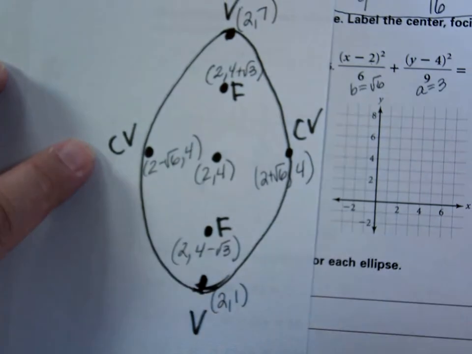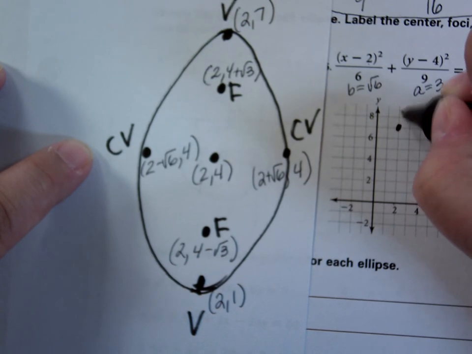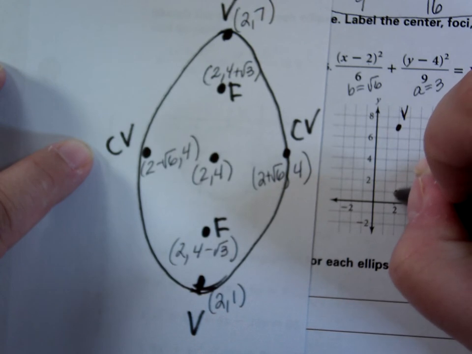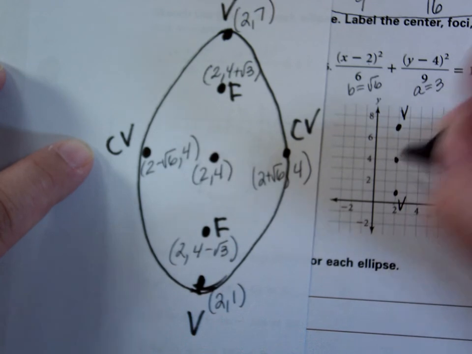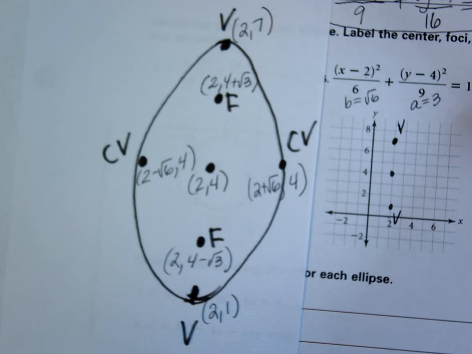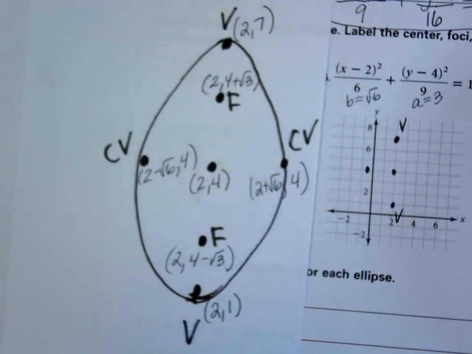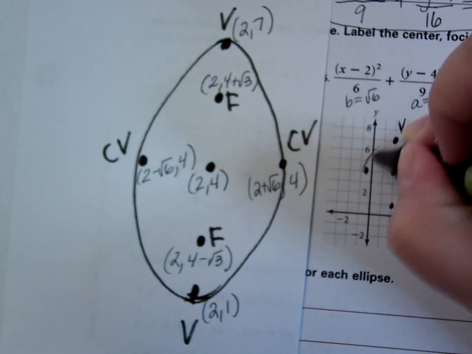So transferring this to this graph over here, at 2, 7, I have a vertex. At 2, 1, I have a vertex. 2, 4 is the center. 2 minus square root of 6, let's see, that's going to be over here somewhere between 0 and negative 1. And 2 plus the square root of 6 is going to be over here between 4 and 5. Again, you can use your calculator for that.